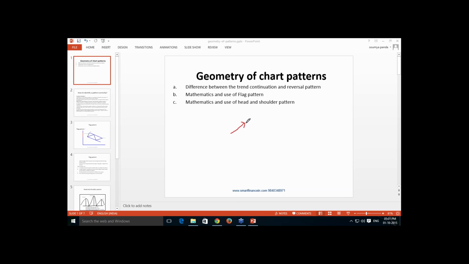And the trend reversal pattern says whenever your price action is moving in an uptrend direction, at what price level it should give you a downtrend. So this is a visualization process.